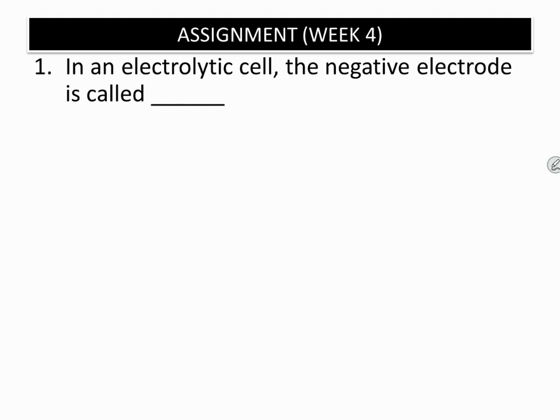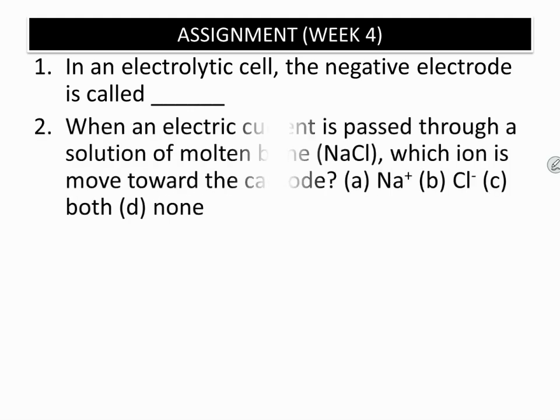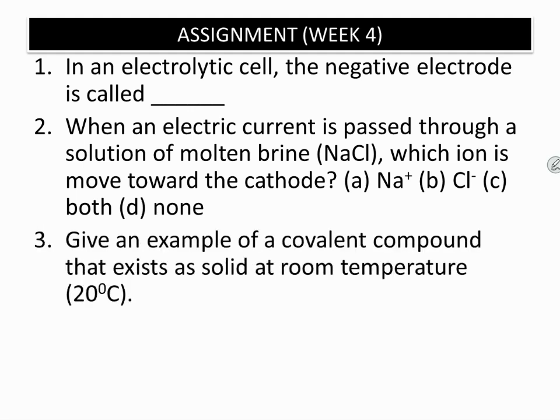In an electrolytic cell, the negative electrode is called what? Of course, I told you what the negative electrode is called, and I said it's called the cathode. Then when an electric current is passed through a solution of molten brine, which ion will move towards the cathode? It is the positive ion that moves towards the cathode. Give an example of a covalent compound that exists as a solid at room temperature. The only covalent compound that exists as a solid at room temperature is iodine.